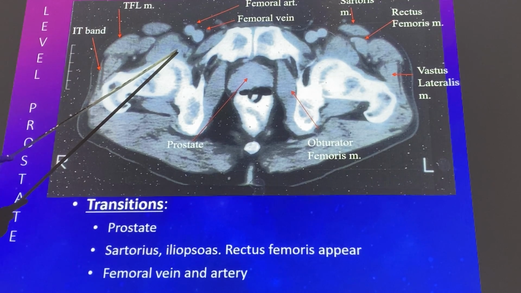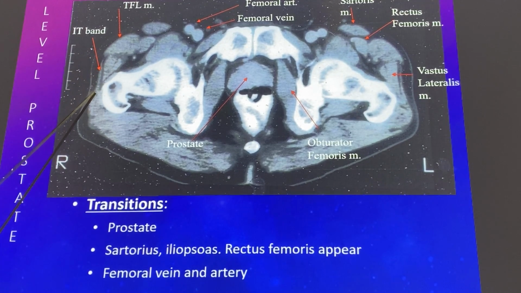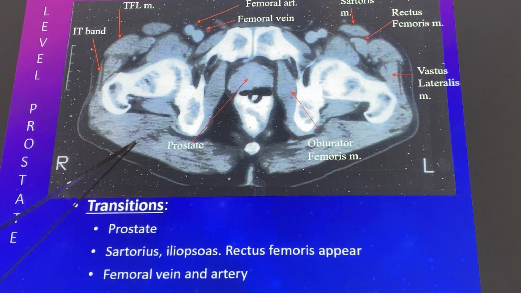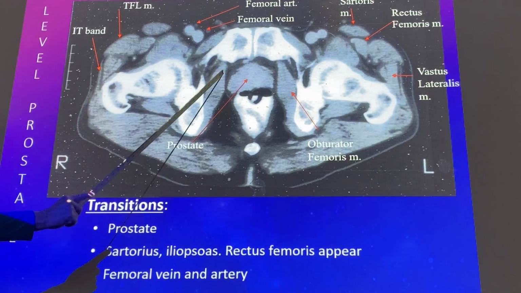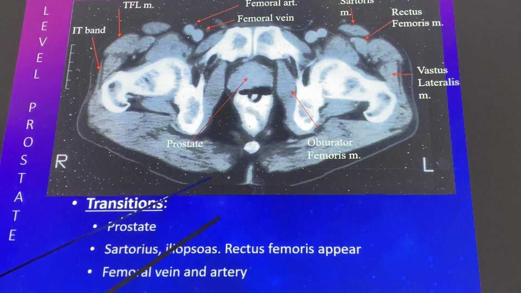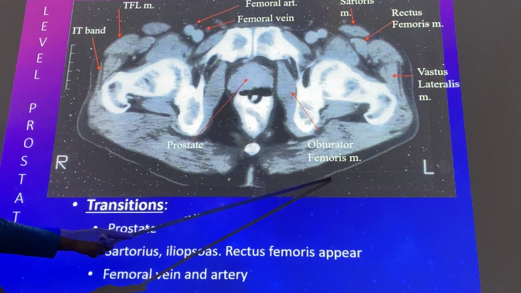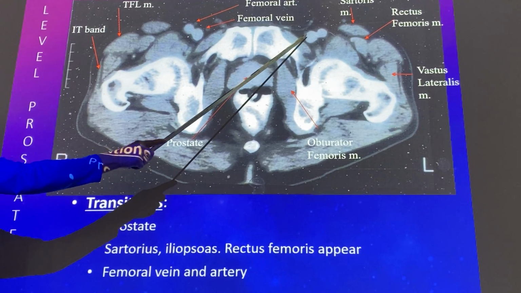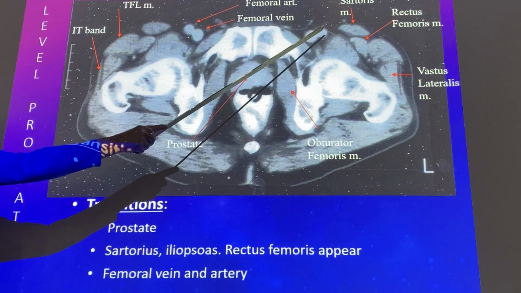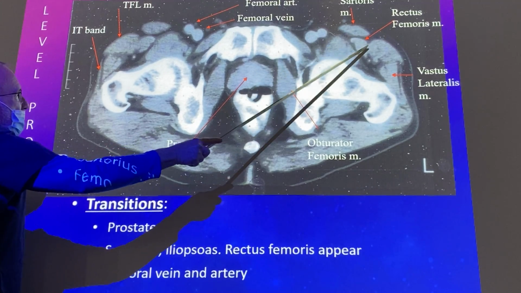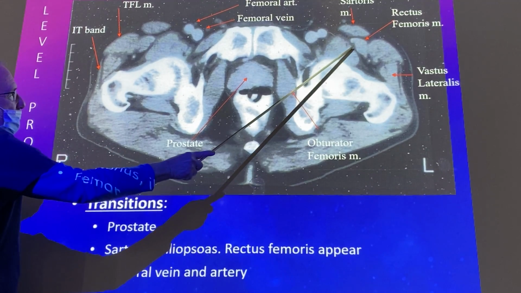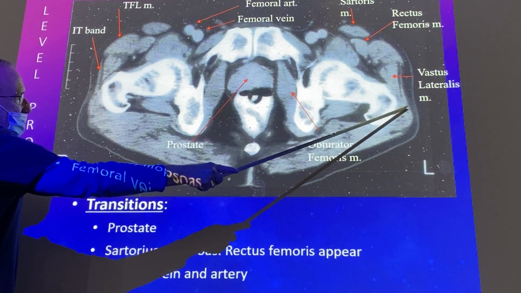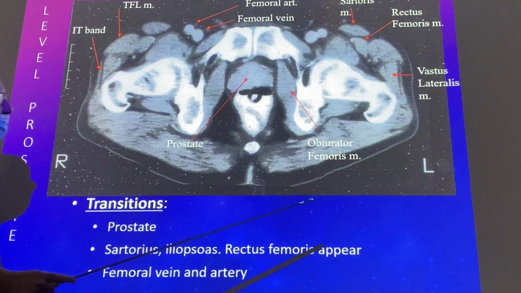back to iliopsoas, IT band continuing down over here, gluteus maximus over here, band of tissue here and here, obturator should be internus right through here rather than femoris. Sorry about that, typo. Here's the pectineus over here. Once again, we see the transition femoral vein, femoral artery, sartorius. In this case, not quite, it's right over there. Rectus femoris, TFL. We'll get into the vastus lateralis later on, but here's the IT band emanating from it.